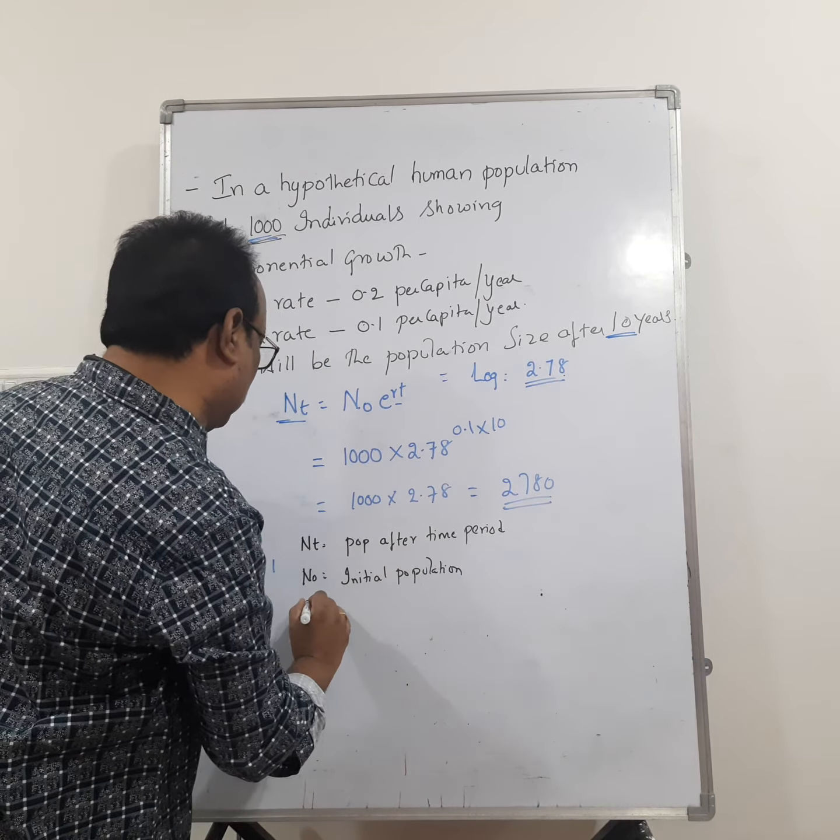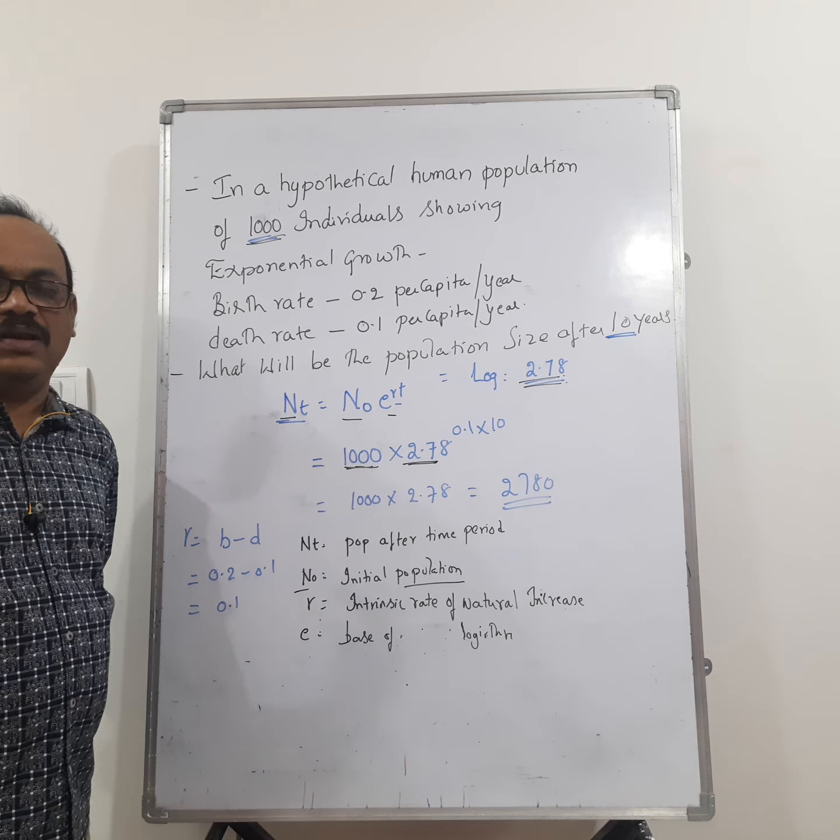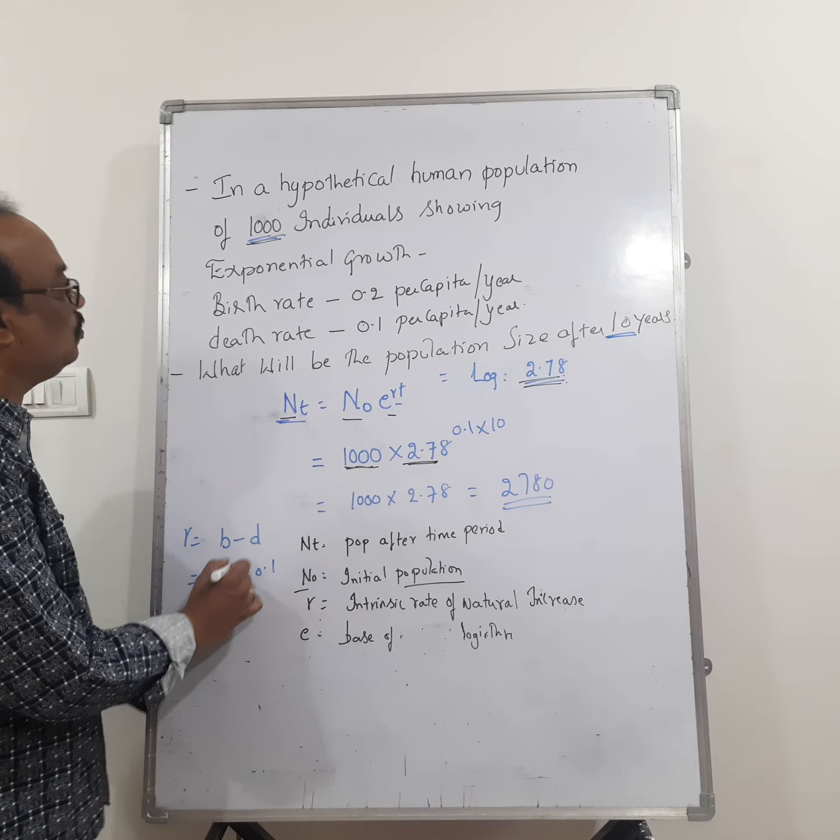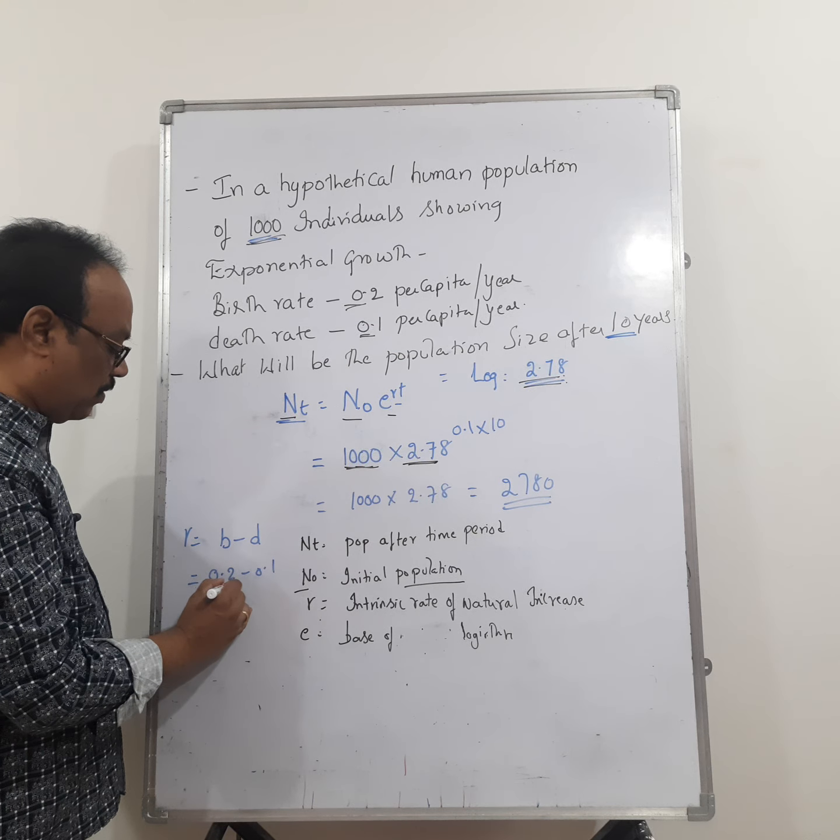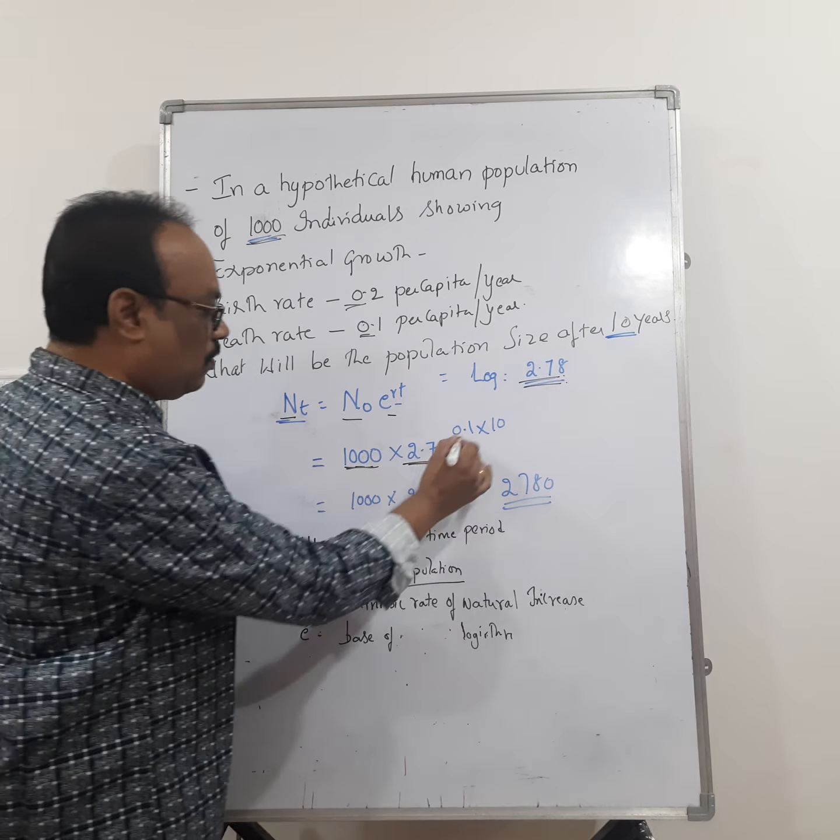R is the intrinsic rate of natural increase. In the last class I told you how to calculate R: birth rate minus death rate equals R. Here the birth rate is 0.2 and the death rate is 0.1. So 0.2 minus 0.1 is 0.1, so I have taken 0.1 here.